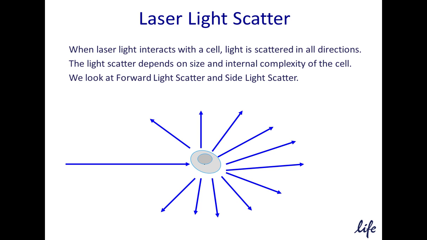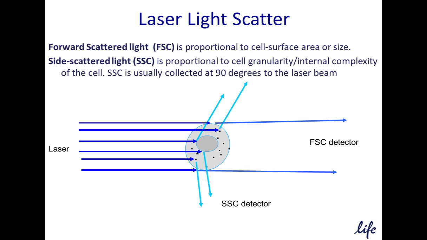Light scattering occurs when a particle deflects incident laser light. The extent to which this occurs depends on the physical properties of the particle, namely its size and internal complexity. When a cell passes through a focused laser beam, it refracts or scatters light in all directions.